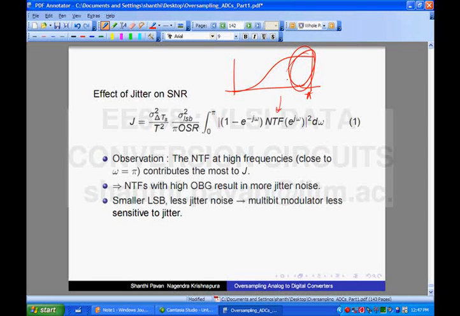So as far as choosing an NTF, if you go on increasing the out of band gain, what can you expect for noise due to jitter? It must increase. Why? There are several ways of looking at it. One way is to look at this formula and say most of the integral is coming from stuff at high frequency, that is frequencies around pi. So if the out of band gain of the NTF increases, then you will have more in-band noise. Is that clear?